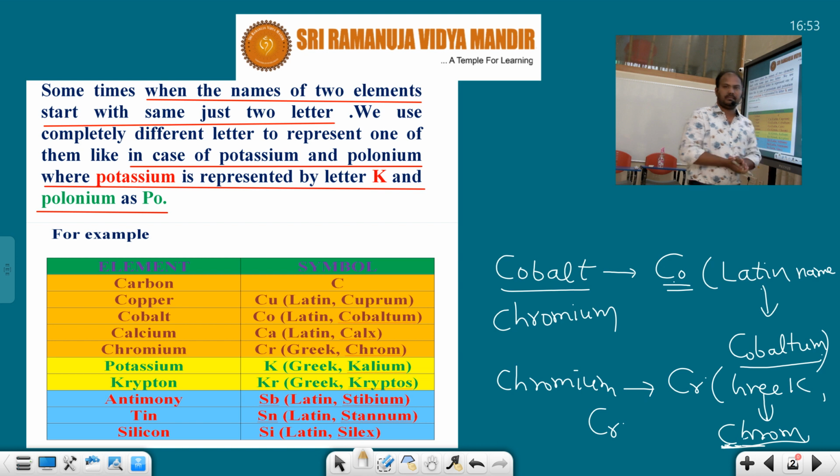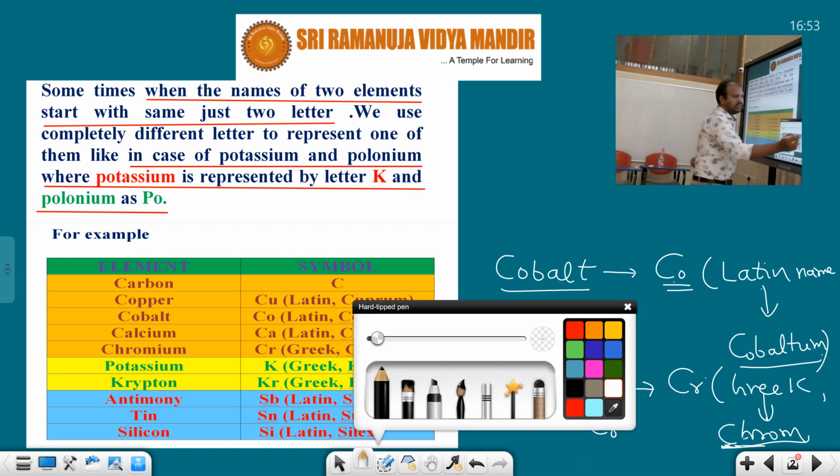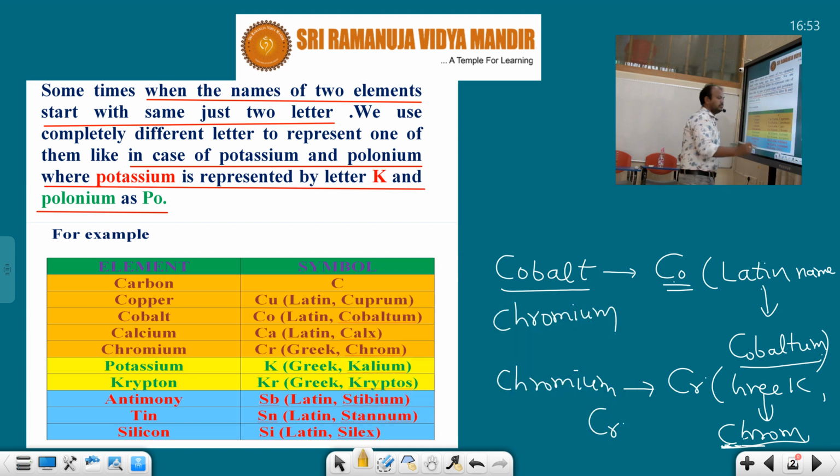Have you understood? Here given carbon, the first letter, what is it? Here observe that carbon, the first letter is C. Copper: here there is no U in the English name, but in the non-English name you should take the Latin word. What is it? Cuprum. From this word we derive copper, Cu. First letter is C, second letter is U.